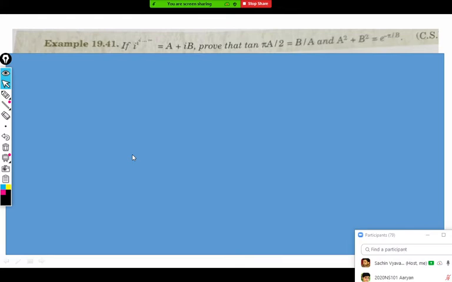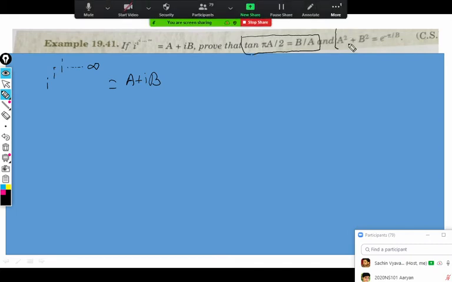So this looks now like a little complicated question. See what we have to prove here. It is written: if i raised to i raised to infinite times is equal to a plus ib, prove that tan of pi a by 2 is equal to b upon a, and a square plus b square is equal to e raised to minus pi b.